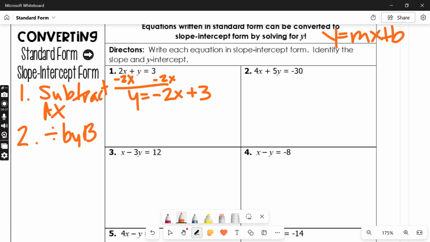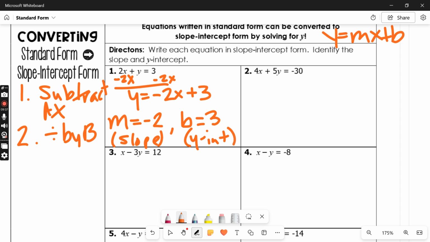Identify the slope and the y-intercept. So our slope, which we use an m for, is the number that's with our x. So our slope is negative 2, and our y-intercept is 3. Okay, so if you forget what these mean, you might write it on here. That one's slope. This one is y-intercept.